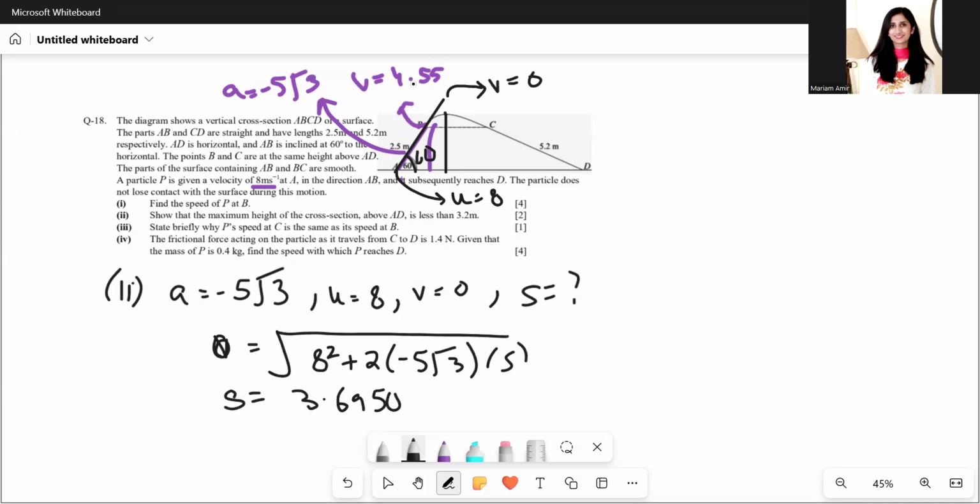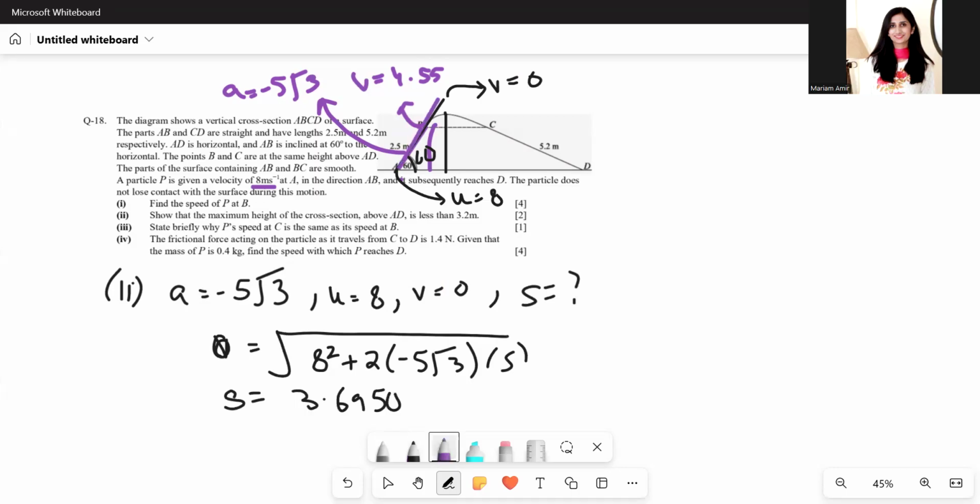Okay. Now that is going to be this length. Now let's find this length. This would be the distance times sine 60. So height would be 3.6950 times sine 60, which comes out to be 3.2. But if the blue length is 3.2, then the actual height, which is from here to here, has to be less than 3.2.